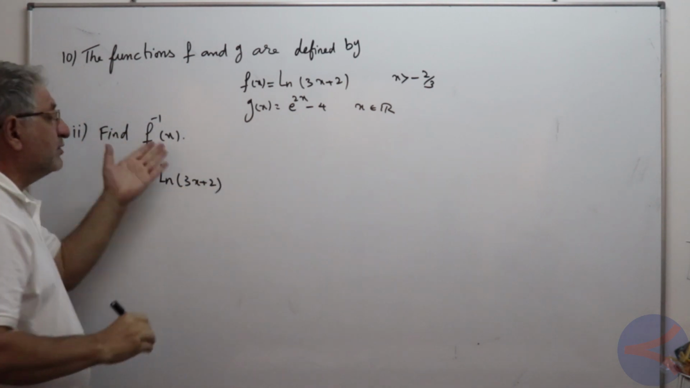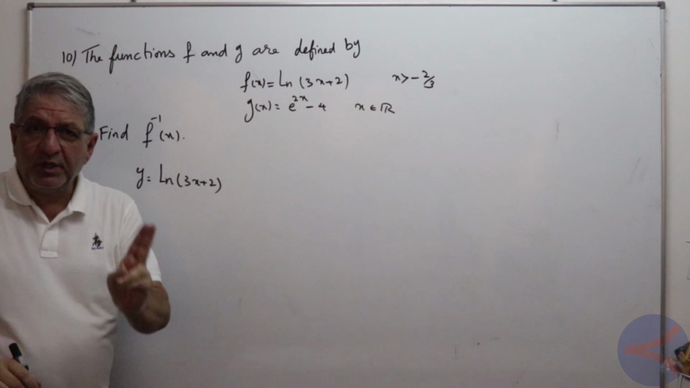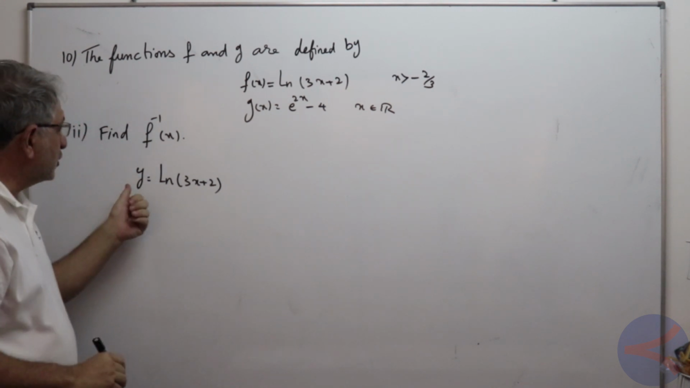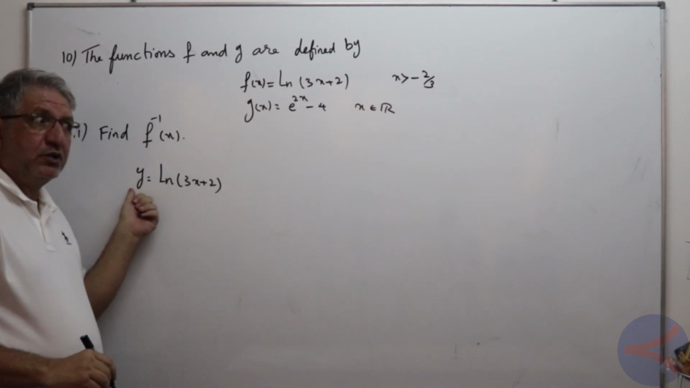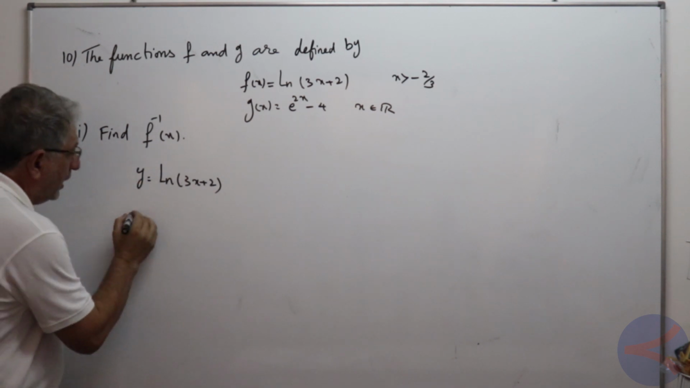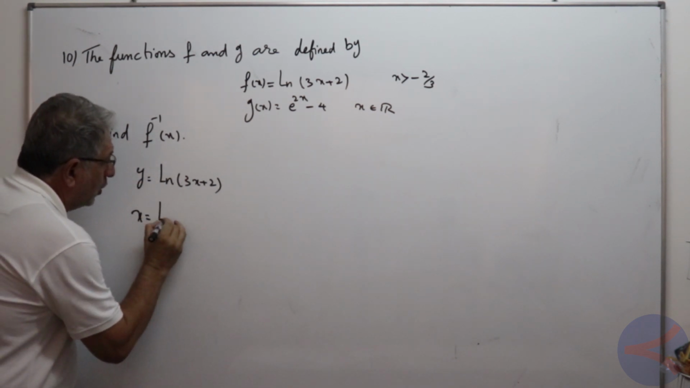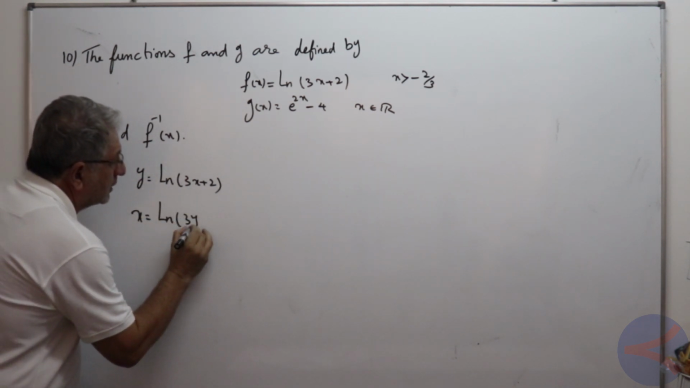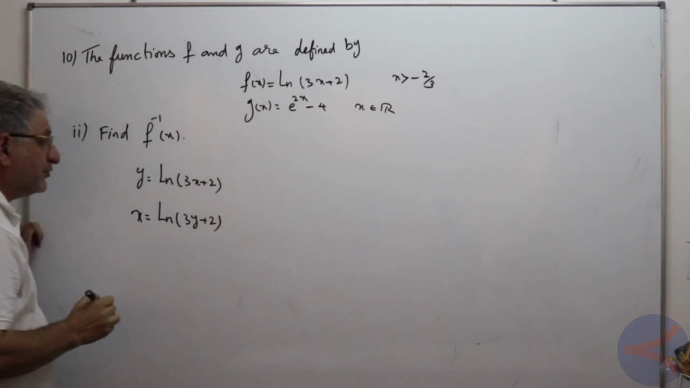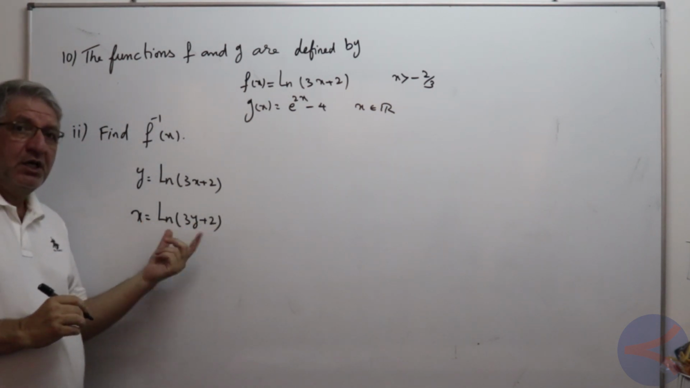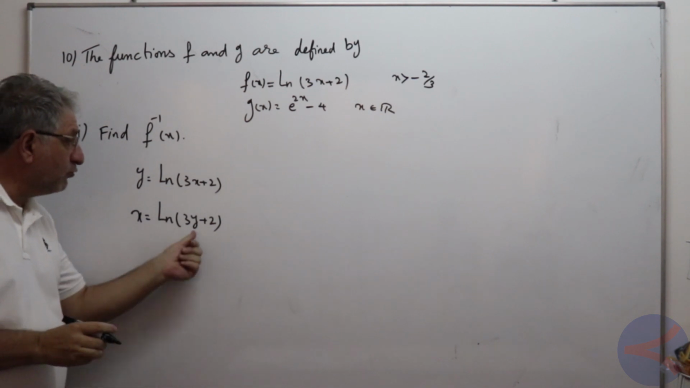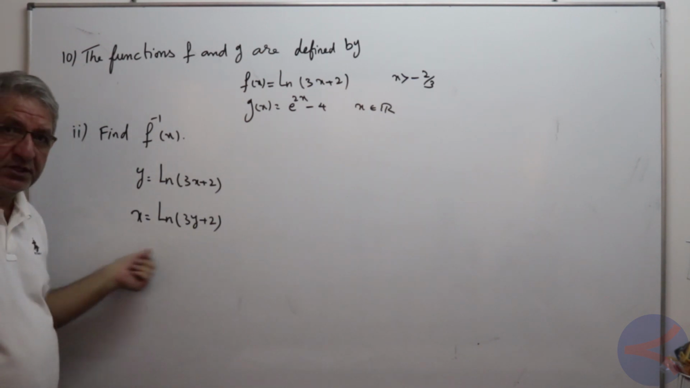To find the inverse of any function, you have two steps to do. First, you change x to y and y to x. Therefore, I will write x equals ln(3y + 2). After you have done this, you have to make y the subject of this equation.